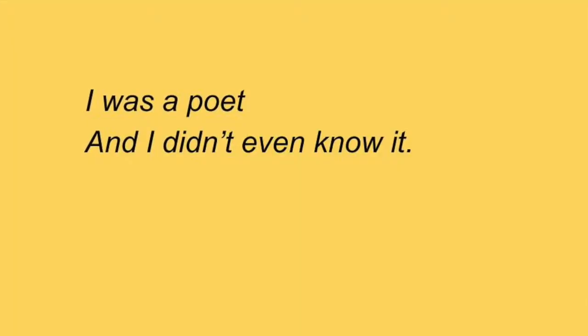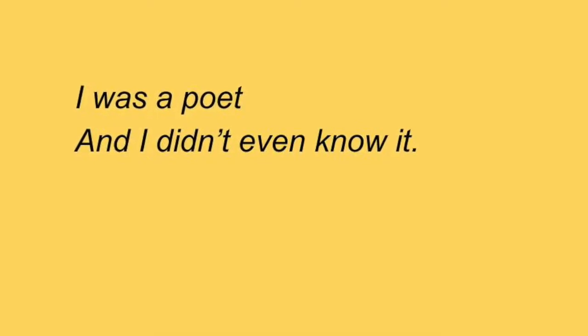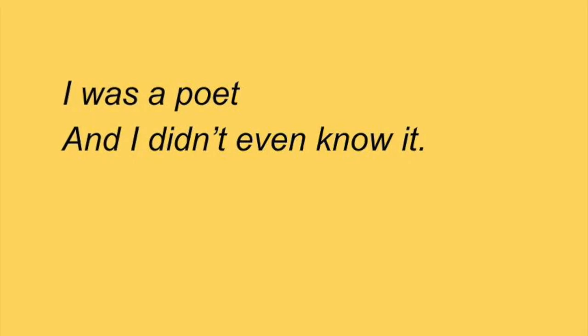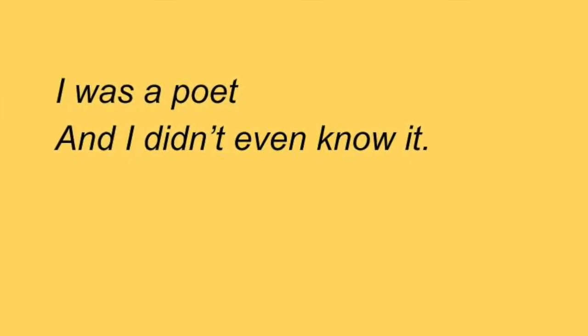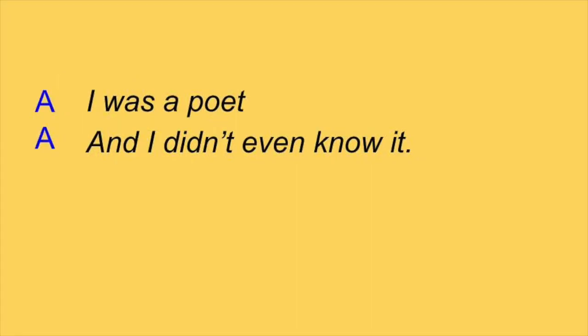I was a poet and I didn't even know it. These 2 lines have the same rhyme, an o-it sound at the end. We're going to use the letter A to refer to this o-it rhyme. That makes this an AA rhyme scheme. Each letter represents a whole line.